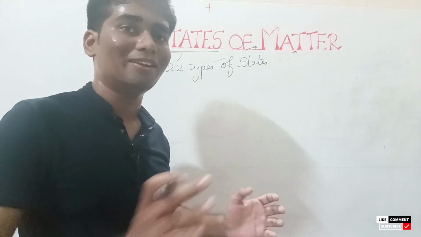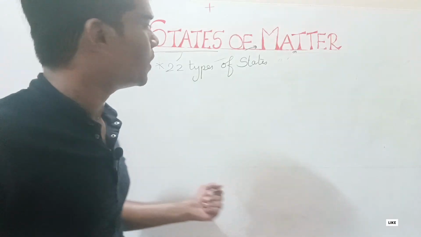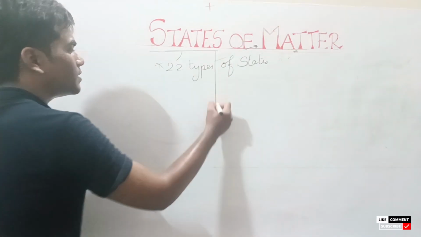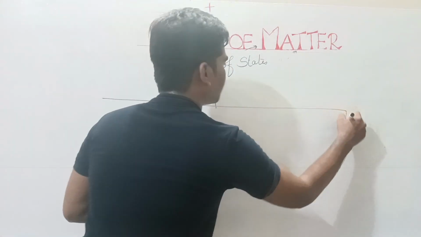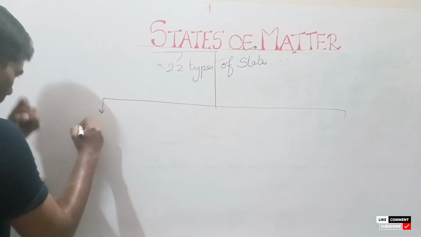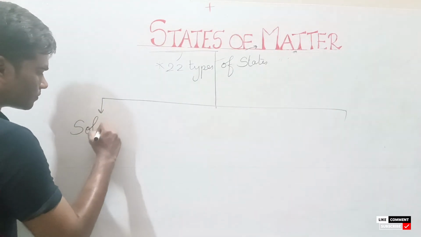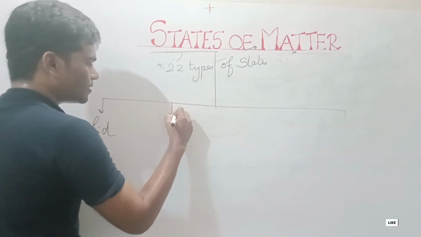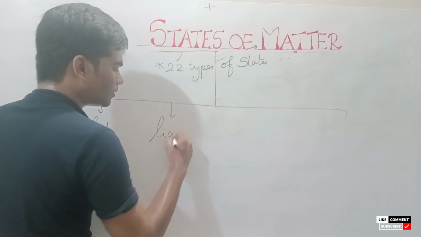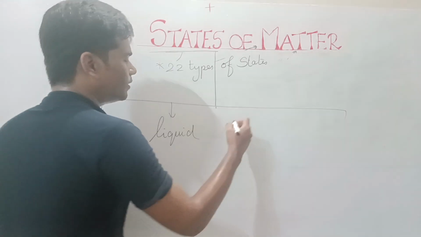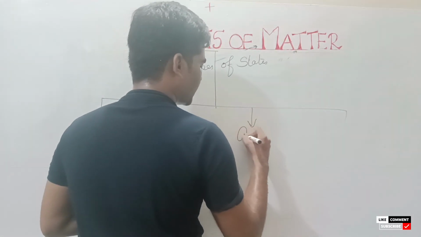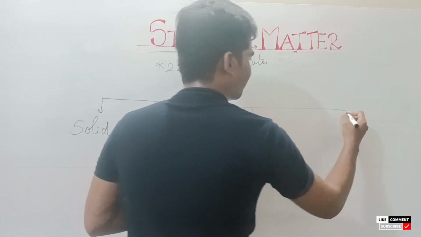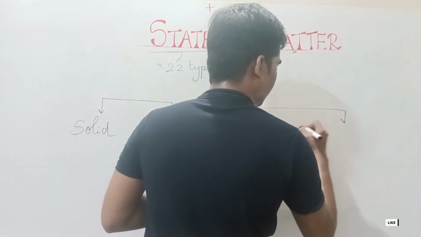that are used in our textbooks. So what are those 4 states? I will write it here. The first state is solid, the second is liquid, the third is gas, and the fourth is plasma.